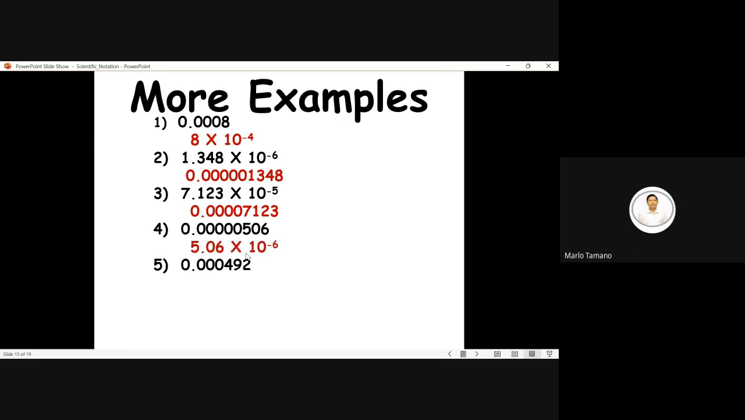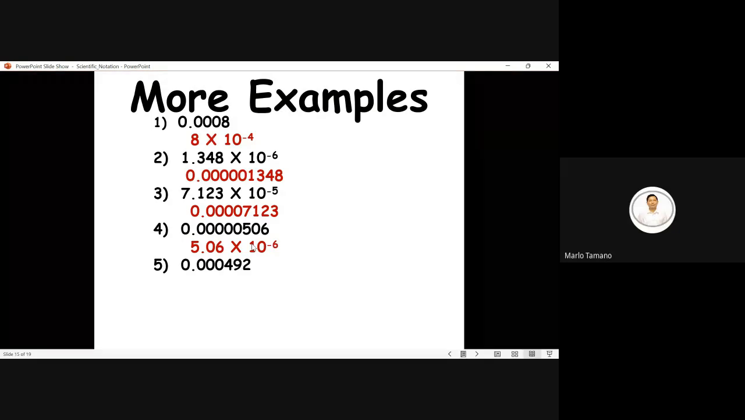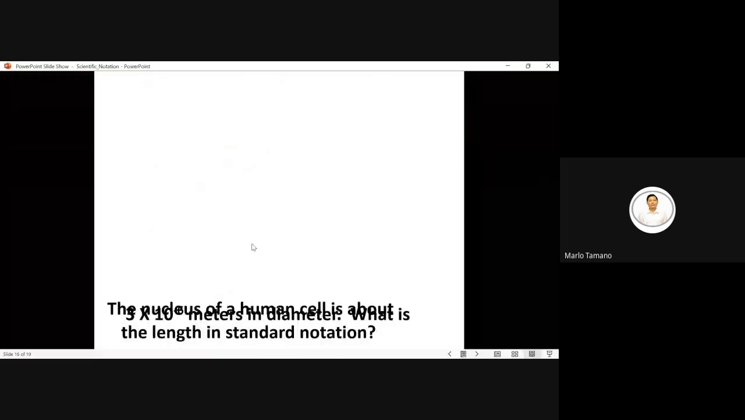How about this number 5? 4.92 times 10 to the 4th power. Negative. So 4.92 times 10 to the negative 4. Now you are following, right?